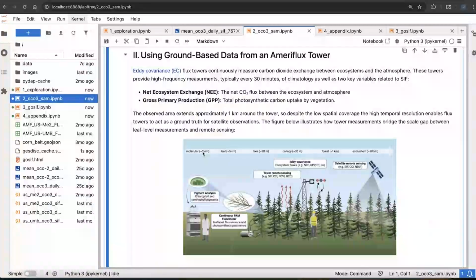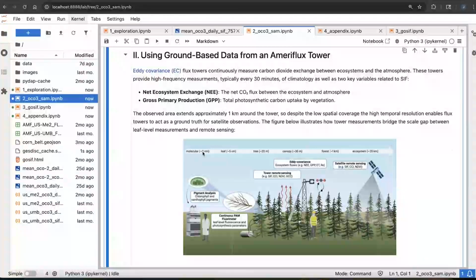Although some towers measure SIF, this is somewhat uncommon. So we can't perform a direct SIF to SIF comparison between the tower and OCO-3 for this particular site. When we look at tower data, the two variables we're most interested in are net ecosystem exchange, NEE, and GPP, gross primary production. In this exercise, we'll pull GPP values from the UMBS tower.